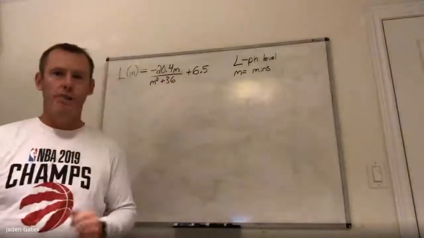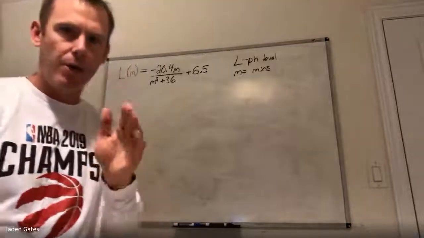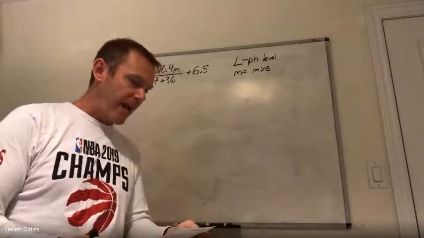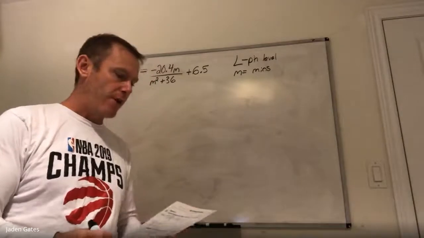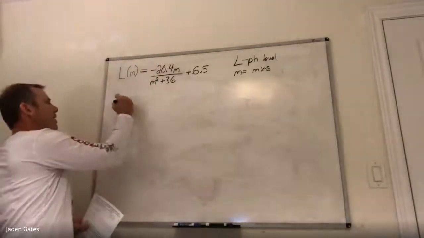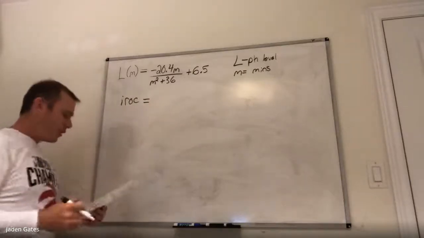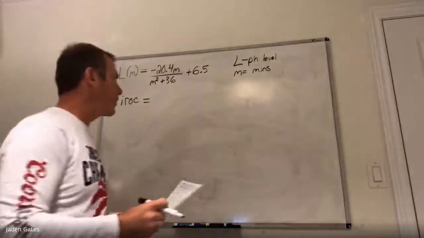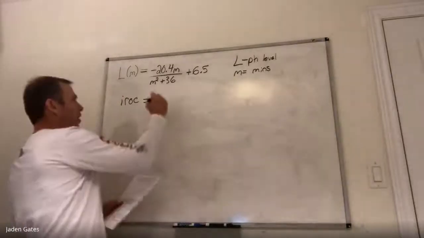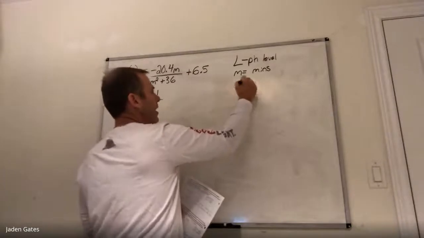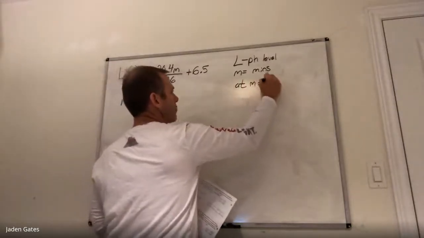So we don't have to use limits. That's what estimate is saying. Every time I put estimate in there, it means you don't have to use limits. All right, so estimate the instantaneous rate of change at 3 minutes. Because we're finding the instantaneous rate of change, we're again going to use the slope formula, but a little bit different: we're going to have our L function at m equals 3 minutes.